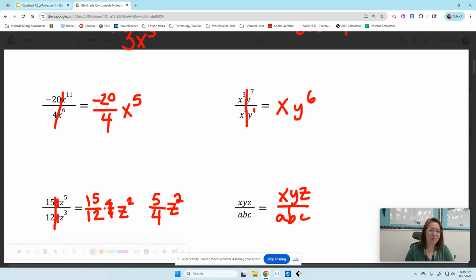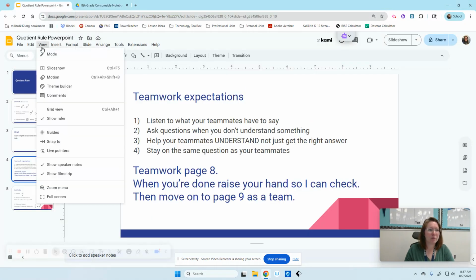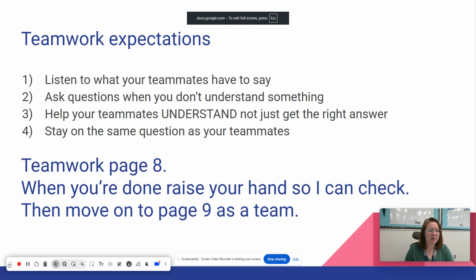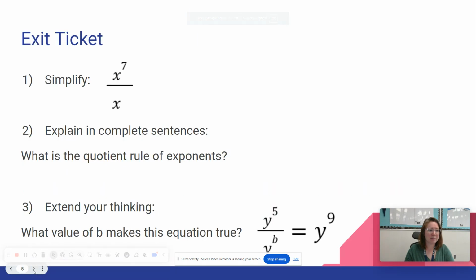Okay, so after you worked with your team, then it was time for an exit ticket, and you guys know how to do all of these things, but we'll go over them. The base is the same, yeah, and then there's an invisible 1 right there. 7 minus 1 is 6, x to the power of 6. Explain in complete sentences what is the quotient rule of exponents. Quotient means divide. When the bases are the same and you're dividing two expressions, then you can just subtract the exponents.